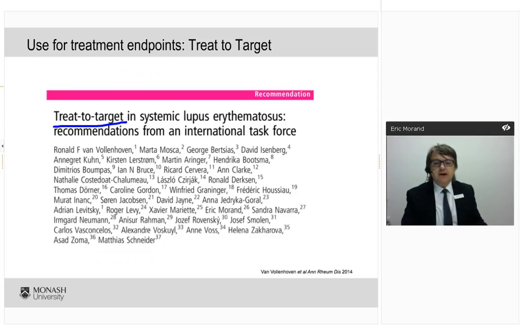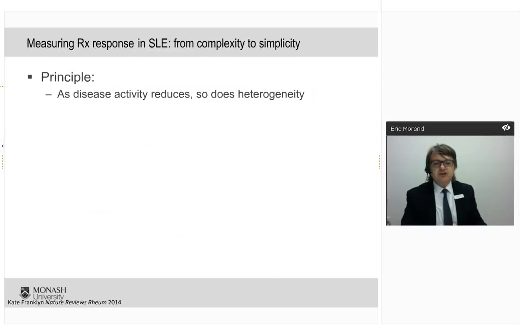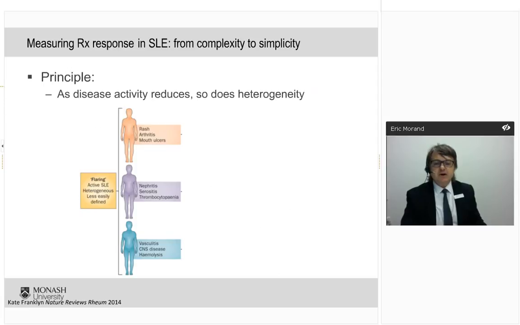But there's a bit of movement in the right direction in that regard, and I do want to share that with you. So the idea is that lupus is very heterogeneous because of these different problems that can happen. So a patient who's flaring with active lupus could have rash, arthritis, and mouth ulcers, or might have kidney disease and heart disease and blood problems, or might have brain disease and blood vessel inflammation.